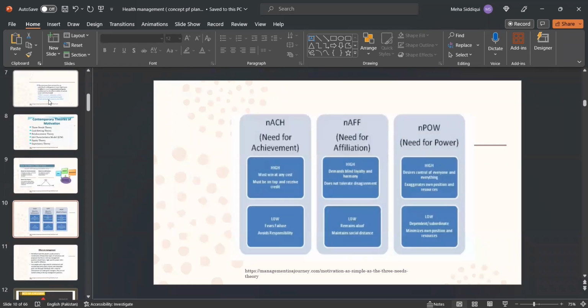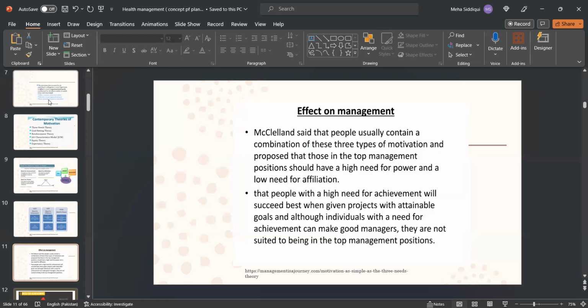Need for achievement, if it is high, means he must win at any cost, must be on top and receive credit. If it is low, he fears failure and avoids responsibility. Need for affiliation, if it is high, means demands blind loyalty and harmony, does not tolerate disagreement. If it is low, he remains aloof and maintains social distance. Need for power, if it is high, means desires control of everyone and everything, exaggerates own position and resources. If it is low, the person is dependent and subordinate. It minimizes own position and resources.